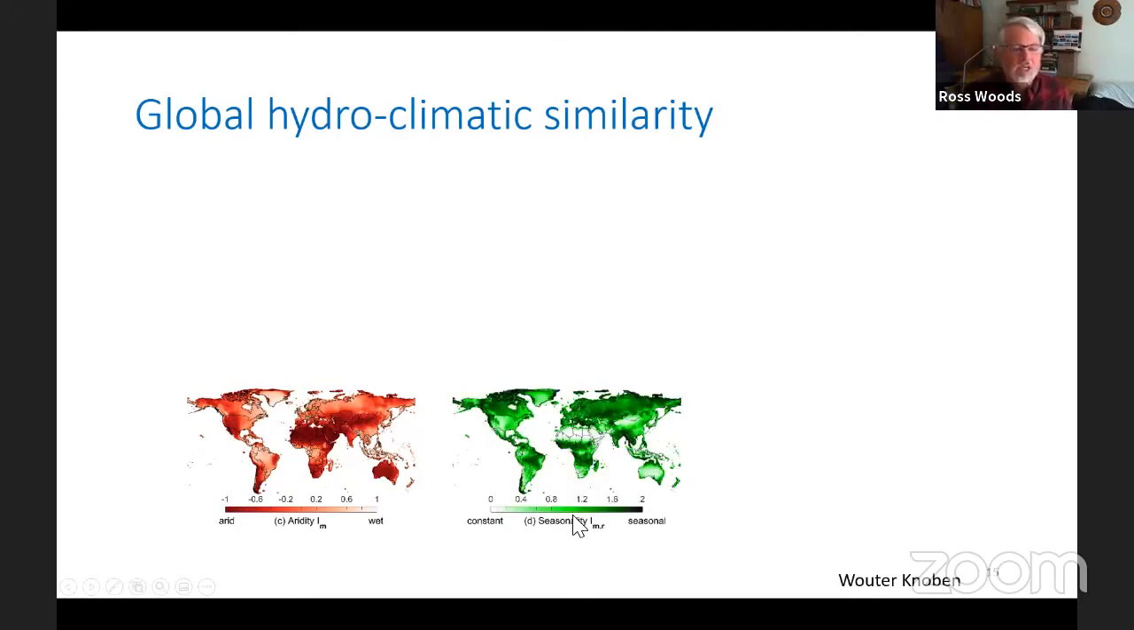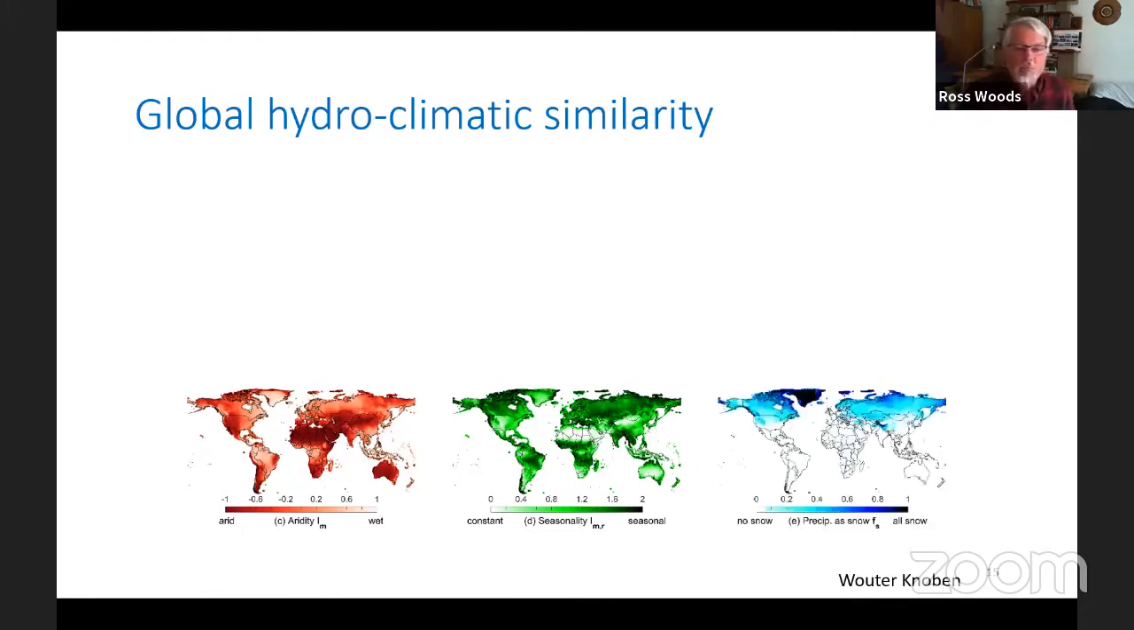We can also look at seasonality. So on this map again, if you look at the dark places, these are places that are strongly seasonal. There is a big difference between one part of the year and another part of the year, so it switches from dry to wet. Whereas if it's very light green, that means that there's not much change during the year. It might be that it's very wet all year or very dry all year, but the seasonality indicator just says it doesn't change very much. And the third one is the fraction of precipitation that falls as snow.